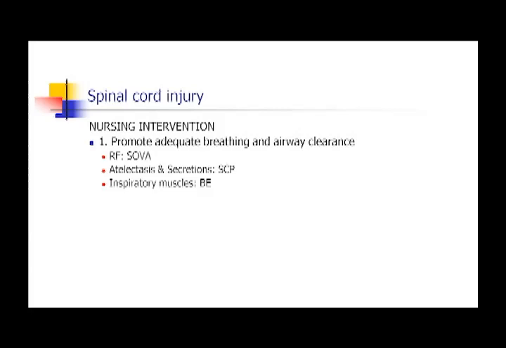Next intervention under promotion of breathing and airway clearance would be for nursing interventions addressing atelectasis or lung collapse and secretions that will accumulate in the lungs that may lead to pneumonia. Pneumonia is actually one of the leading causes of death in patients after spinal cord injury. So we have here things we can do. Letter S, that is to suction our patients every 2 to 4 hours or when needed.